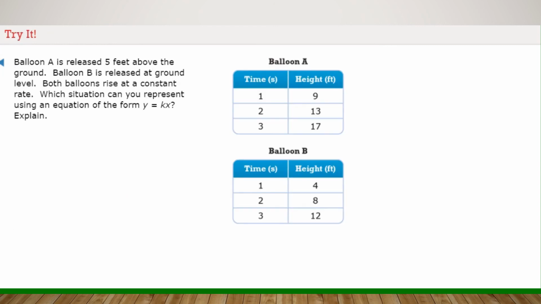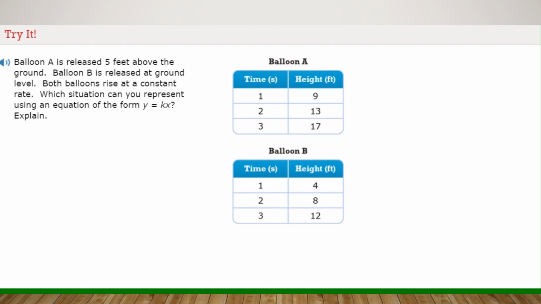Balloon A is released 5 feet above the ground. Balloon B is released at ground level. Both balloons rise at a constant rate. Which situation can you represent using an equation of the form y equals k times x? Explain. In order to answer this question, we first need to figure out the constant of proportionality. And to do that, we are going to put y over x.